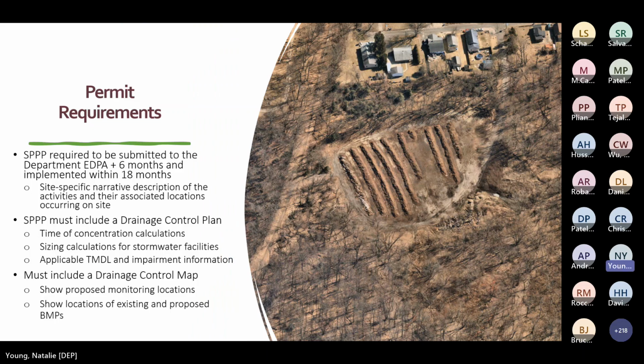The Stormwater Pollution Prevention Plan, also known as the SP3, is required to be submitted to the department within 3 months and then implemented within 12 months. It must also include the drainage control plan and the drainage control map.